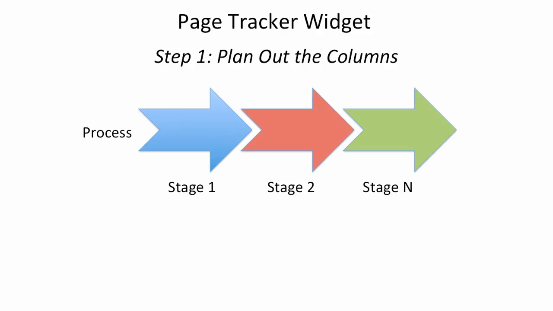Before we actually take a look at configuring the widget itself inside Socialtext, I wanted to just take a minute and talk about the background process or the organization you want to do to understand how to build the page trackers. As we looked at in the quick demo, the page tracker is essentially a series of columns, each column representing a stage of a process. So we looked at a very simple one where task management went from new to in progress to complete.